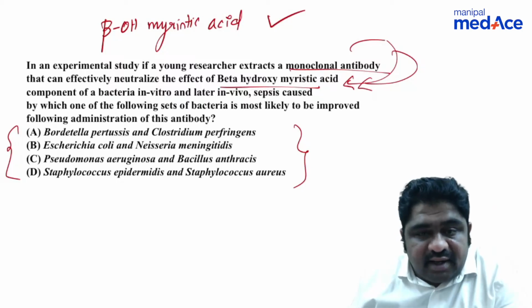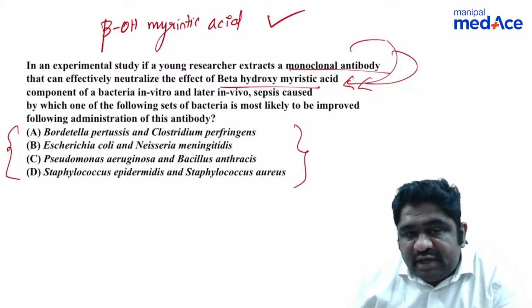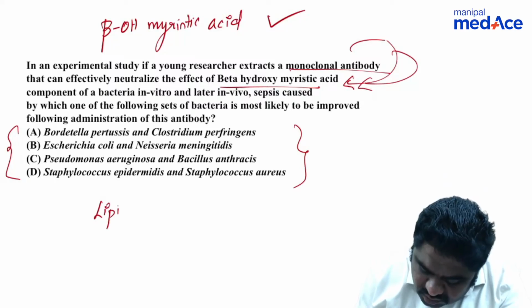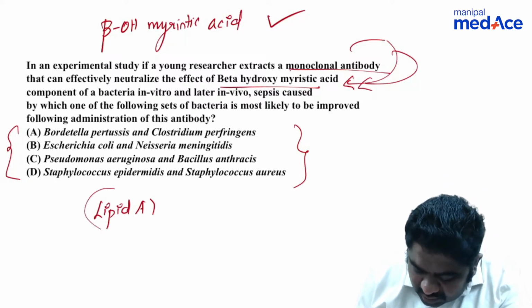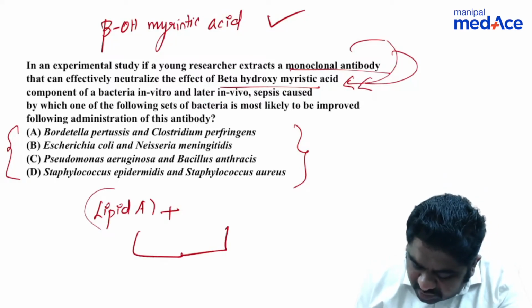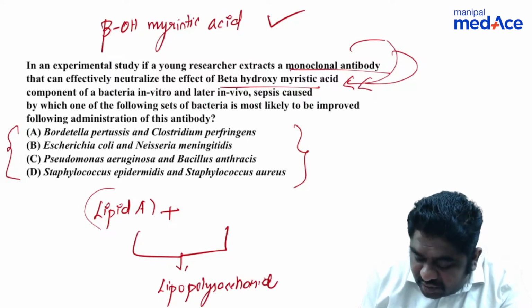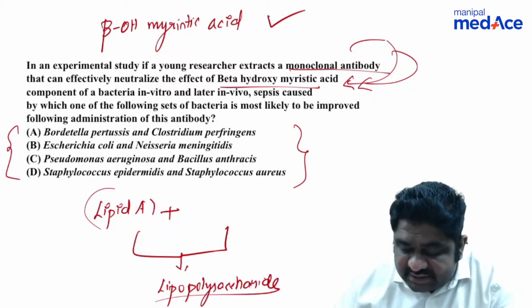I spoke about beta hydroxy myristic acid. Now, what is this beta hydroxy myristic acid? It's a component of lipid A, which is a component of lipopolysaccharide. It is a component of lipopolysaccharide.